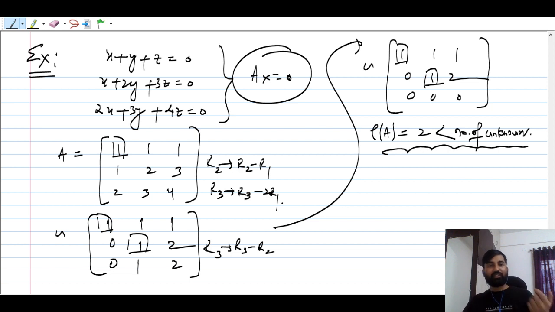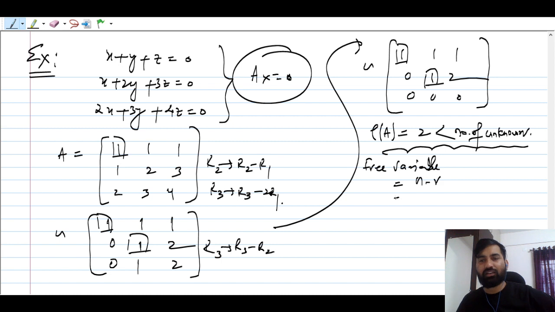Now you can talk about how many free variables are there. So isme free variables kitne honge? Free variables, that is also known as nullity, n minus r, n is 3 minus 2, which is 1, and certainly x3 corresponds to the free variable, right? So here, infinitely many solutions you will get, okay? And the free variable count is going to be called nullity, okay? And this nullity talks about the dimension of null space, guys.